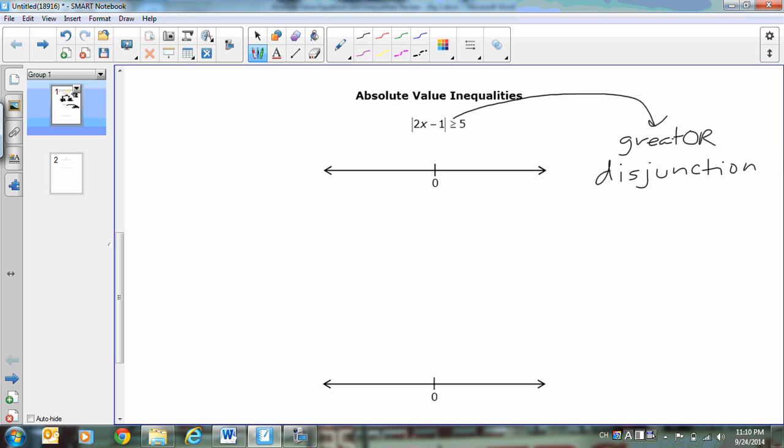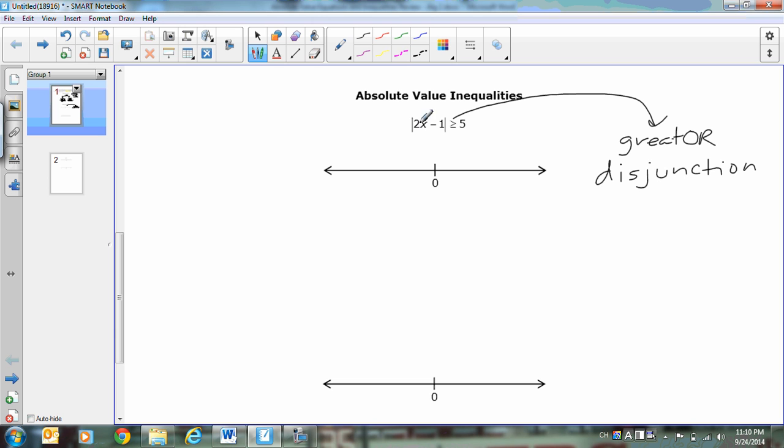But now what we're going to do is use this number line right here kind of as our thinking number line. So this number line is going to help us write our disjunction that we'll solve. We have another number line down here. That's where we'll put our final solution in the end. Okay, so let's think about this.